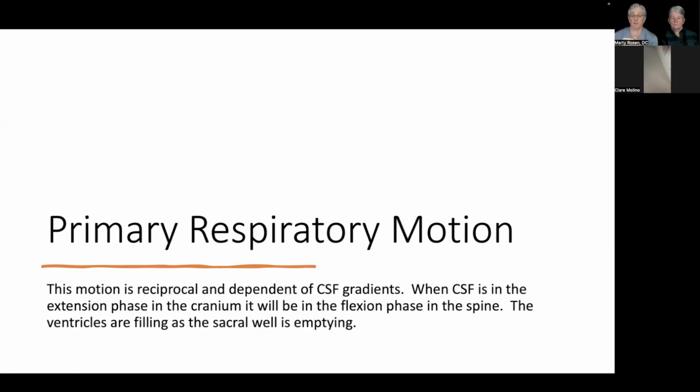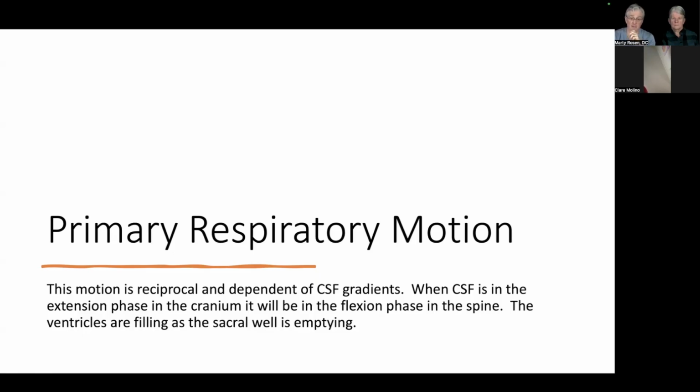So where secondary respiratory motion gets triggered by respiration and the speed of respiration, primary respiratory motion is always 8 to 12 times per minute normally, and that stays that way throughout life, regardless of your age. Because that motion is mitigated, as I said, by the pressure of CSF.